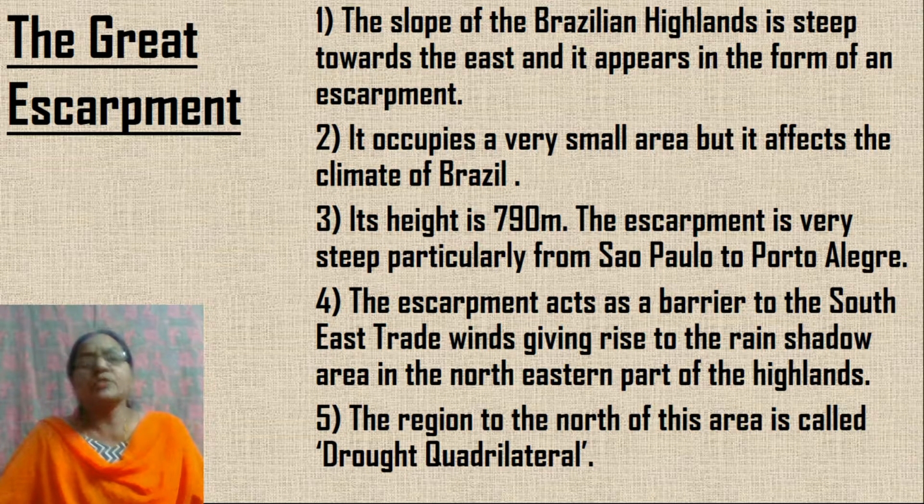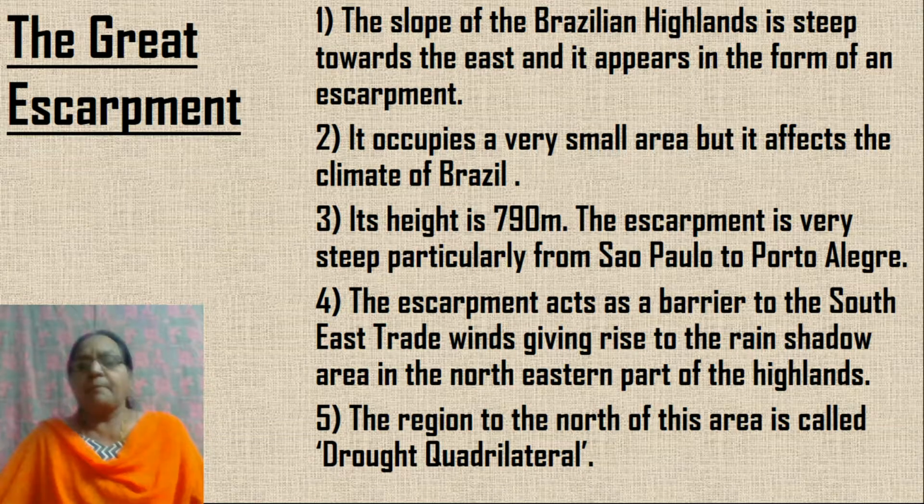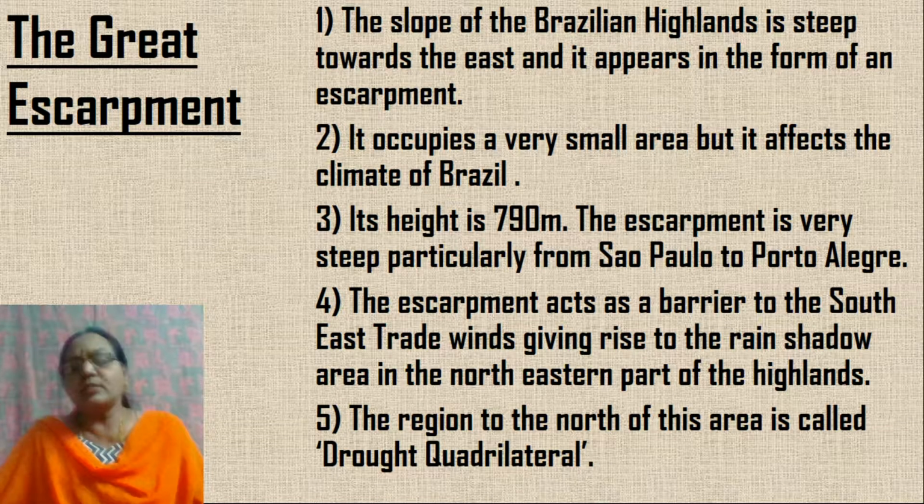The next important physical feature that we are going to deal with is the Great Escarpment. Now, the slope of the Brazilian highland is rather steep towards the eastern side, and it forms an escarpment that is very steep and looks almost like a cliff. This is a very small area, but it has great importance on the climate of Brazil. Its height is just about 790 meters, and it is particularly steep from Sao Paulo to Porto Alegre.